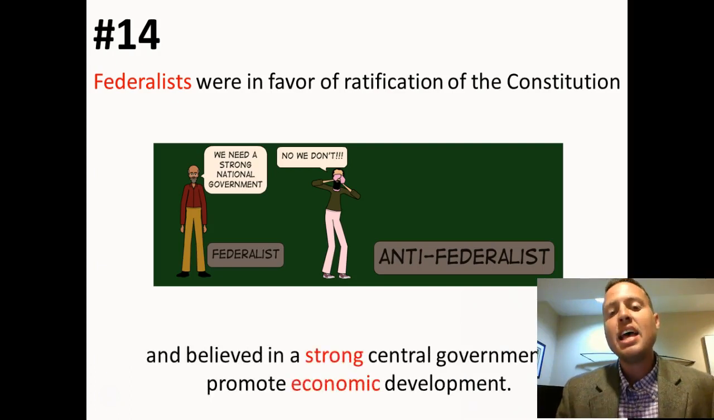They believed in a strong, write that in, a strong central government to promote economic development. The Articles of Confederation were extremely weak. We need something much more strong. That's what the Federalists believed.